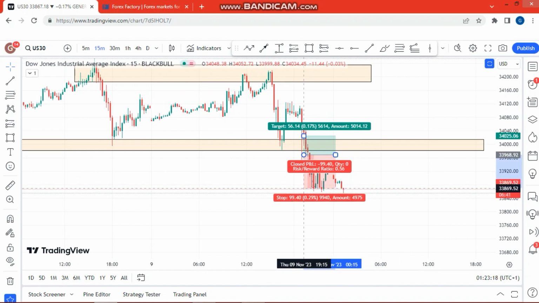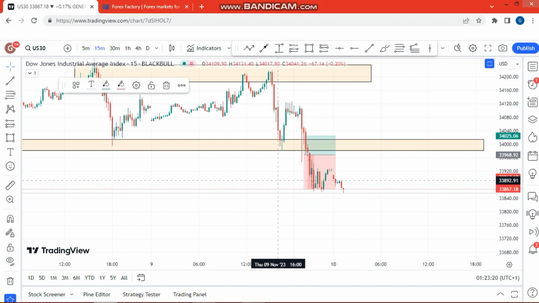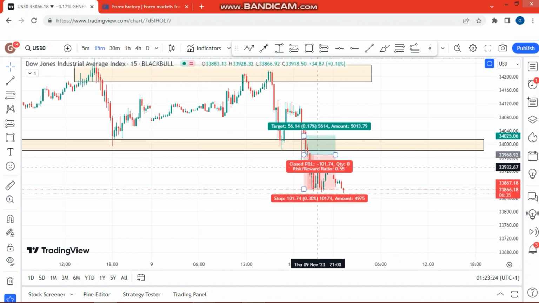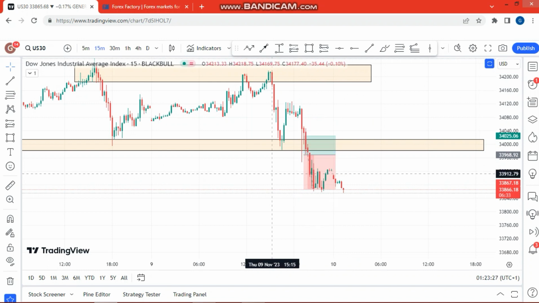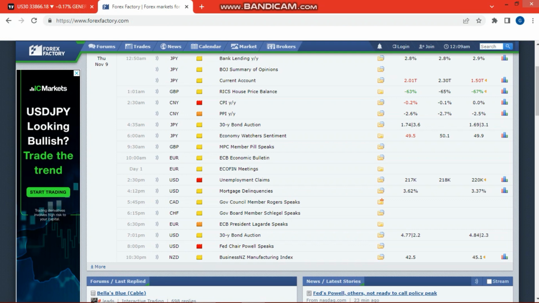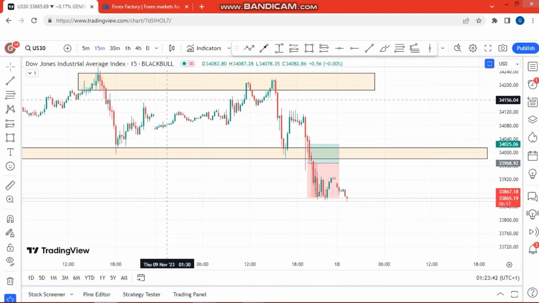So you must have caught about definitely 100 points on that. If you didn't take the entry from this area, you must have taken the entry in this area. So this is how you react to the news happening in the forex market to know if it is negative or positive, and how you trade it and how you react to this news in the market.